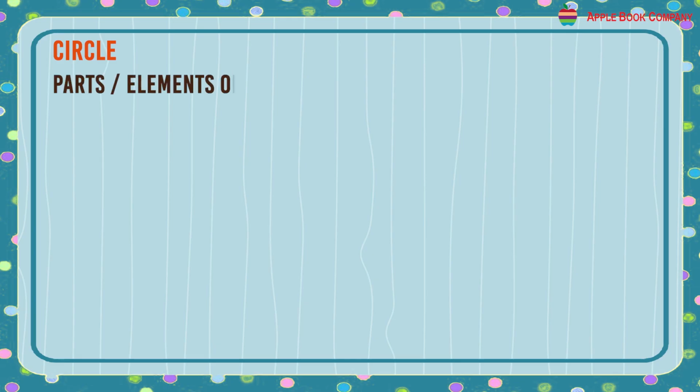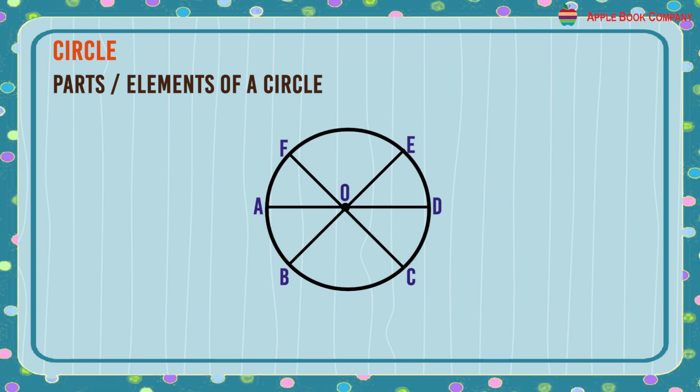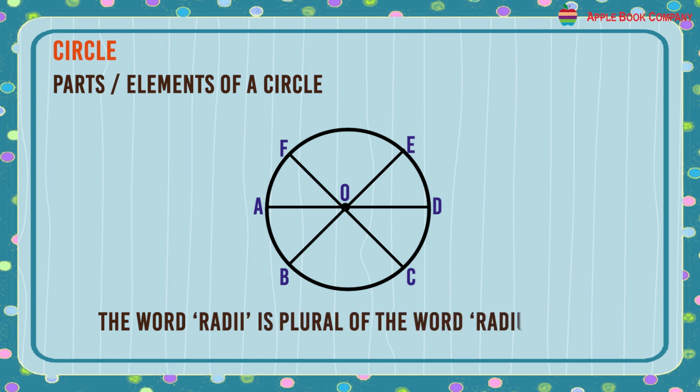Parts or elements of a circle. The fixed point at equal distance from each point on the circle is called its center. The distance of any point on the circle from its center is the same. OA equals OB equals OC. Each of the distances is called the radius of the circle. All the radii of a circle are equal. The word radii is plural for the word radius.